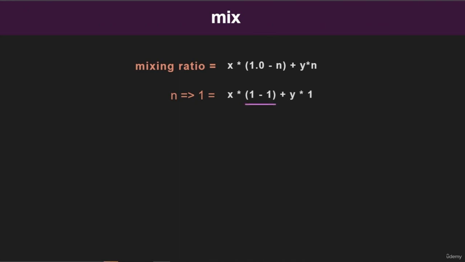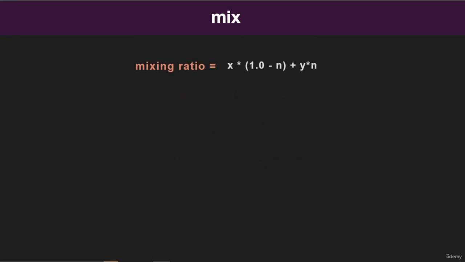As we said, the in value is the value responsible for deciding the fragment color, and the in value will depend on this equation. So if the in value equals 1, then the equation will be like this. 1 minus 1 equals 0, then this part will be 0. And thus, the result will be y. And that's why we said, when the in value equals 1, the return value will be y, which is the second value we write in the mix function.